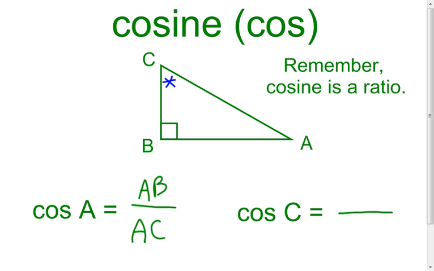When I change it and go to angle C being my angle, I'm still going to do the adjacent side over the hypotenuse. We've already figured out that the hypotenuse is segment AC, therefore I need the length of segment AC. And then the adjacent side here, remember it's not the hypotenuse, it's the other one that's next to angle C. That's going to be the length of segment BC. There's cosine for that triangle.